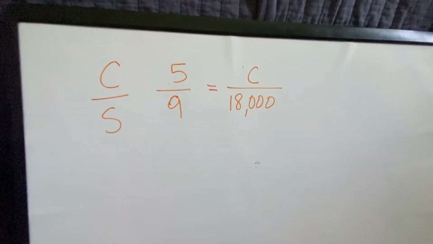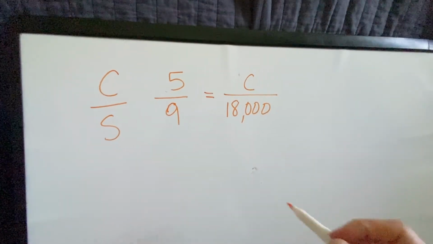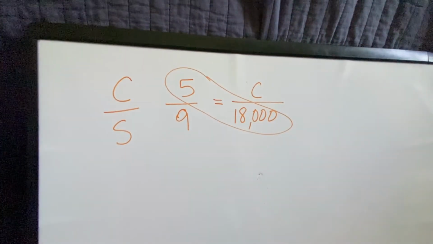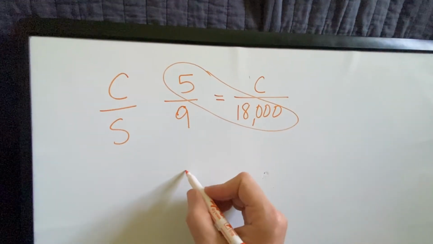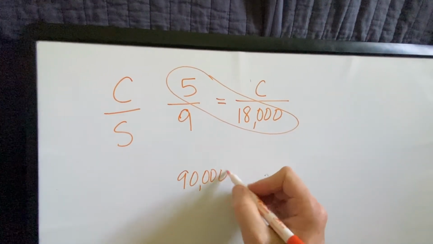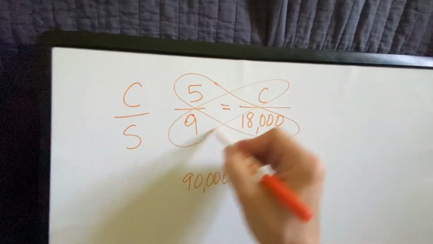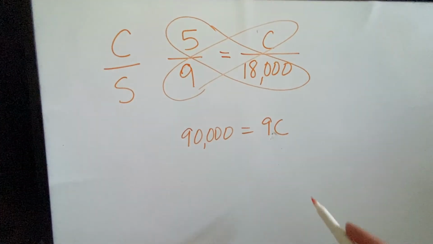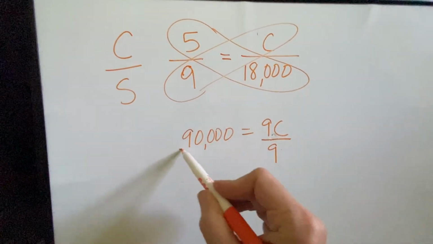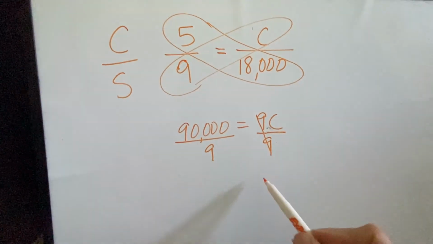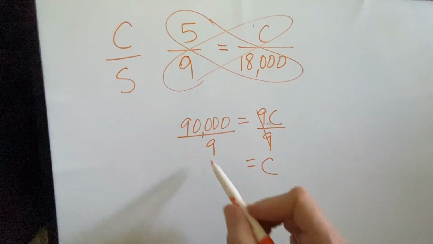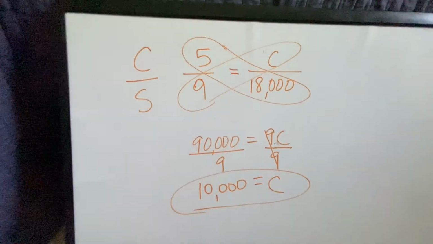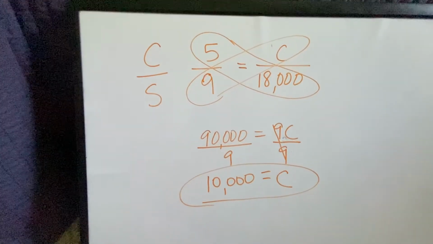We don't know that information yet, so we are going to just cross multiply. I believe this is 90,000 equals 9 times C. We want C by itself, so we're going to divide, because 9 divided by 9 is 1. And this should be 10,000. So there are 10,000 Croats in the town square.